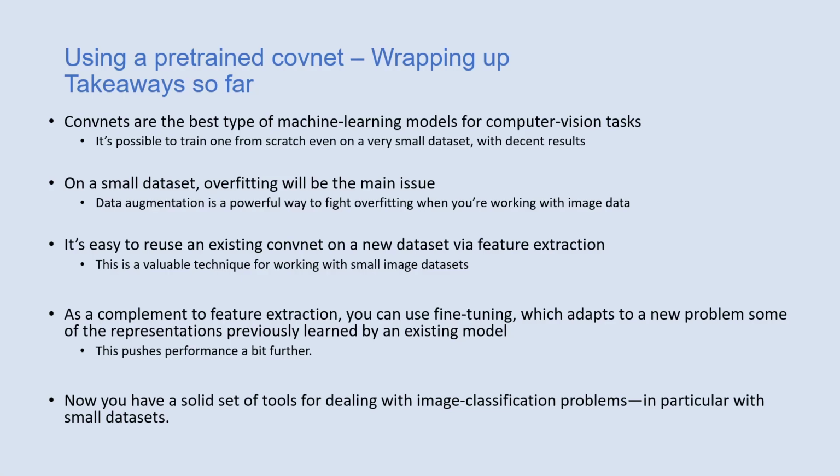It is easy to reuse an existing convnet on a data set via feature extraction. Feature extraction is the cheap technique in which you take the outputs of the base layers and save them into a file, and then train the back end classification dense layers. As a complement to feature extraction, you can use fine-tuning, which was freezing the base layers and then training the classification, and then unfreezing a layer near the back end convolution layers to do additional training, and that should push the performance a little bit further.